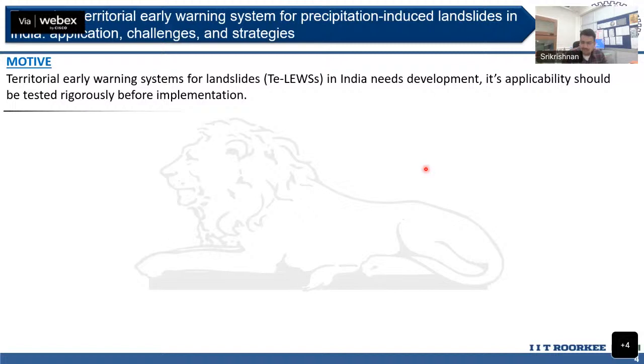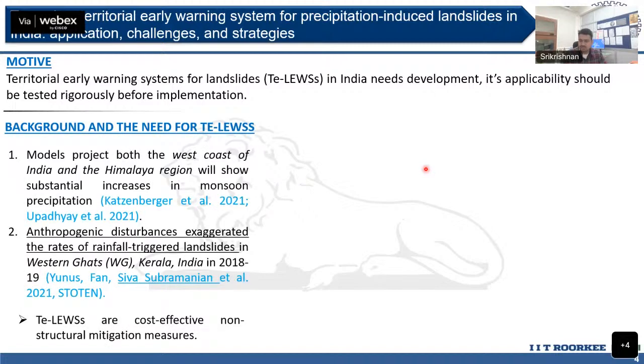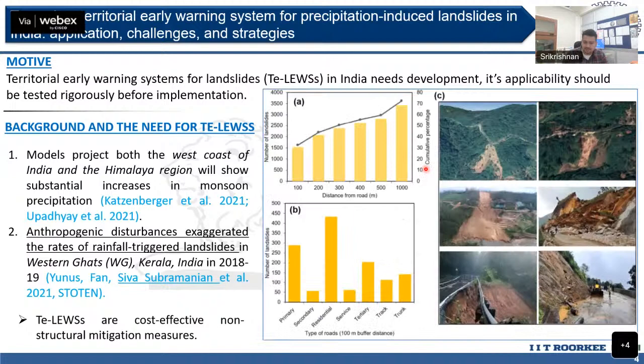So the context is set. We all know why we need a landslide early warning system in India. In the next slide, I will tell you what is a territorial scale landslide early warning system. The reason why we need one is because whenever extreme precipitation takes place in a mountainous catchment, it does not trigger just one landslide. Rather, it triggers thousands to 10,000 landslides, which needs a territorial scale landslide early warning system. Territorial in the sense it is a regional scale system. We all know the climate change models project a robust increase in precipitation in the future, especially in the Himalayas as well as in the Western Ghats. Regional scale landslide early warning systems, that is the TELEWS, are cost effective and also a non-structural mitigation measure. So here are some of the photographs taken during the 2018 landslides triggered in Kerala.